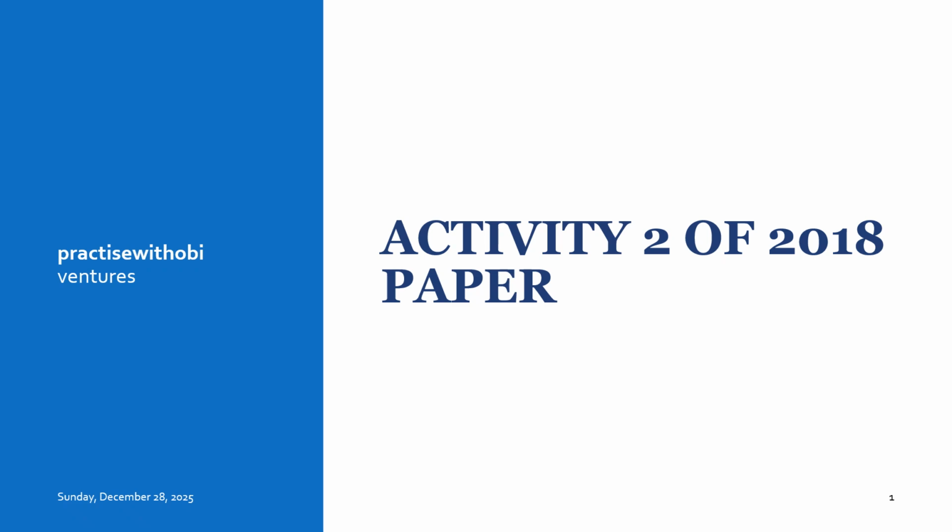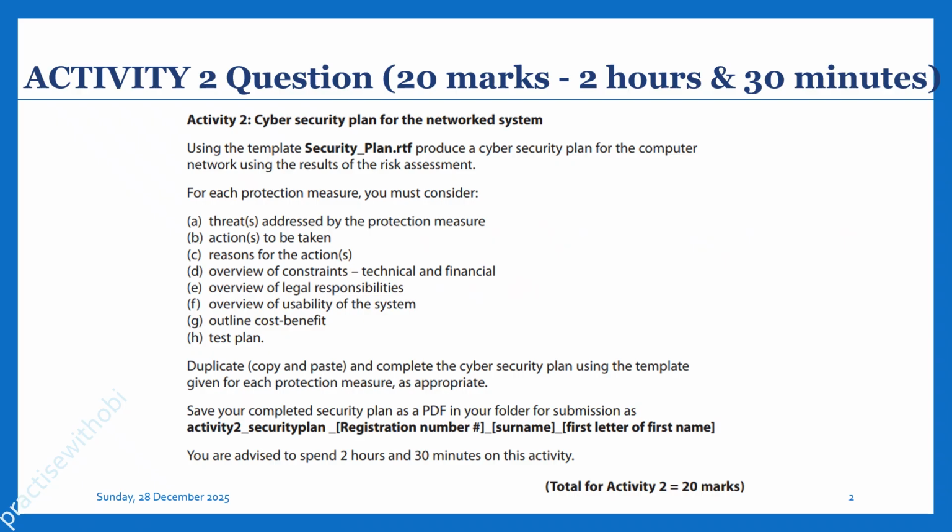Activity 2 on security plan. Analysis of the question. For each protection measure, you must consider threat as addressed by the protection measure, actions to be taken, reasons for the actions, overview of constraints, overview of legal responsibilities, overview of usability of the system, outline cost benefit, and the test plan.